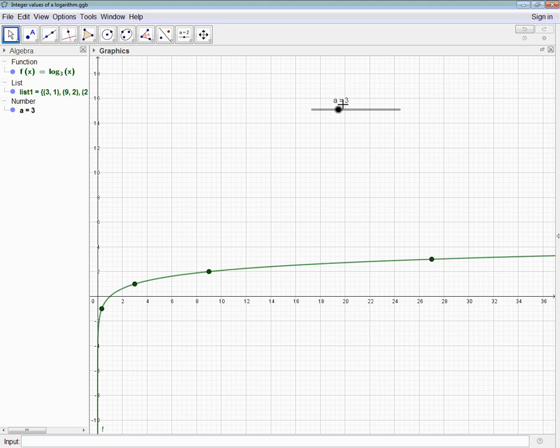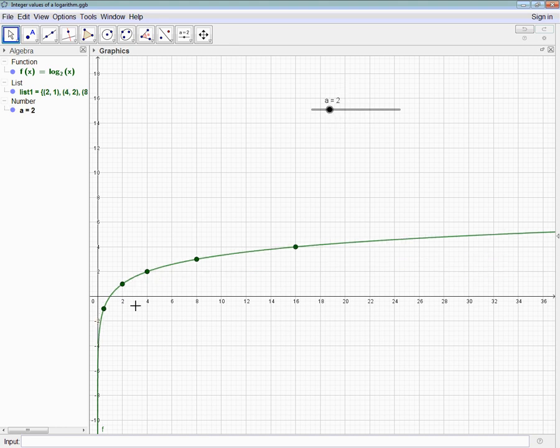And if I change my base, say to something a little smaller, there you can see it. Log base 2 of 2 is 1. Log base 2 of 4 is 2. Log base 2 of 8 is 3. Log base 2 of 16 is 4. Now, what that allows you to do is basically fudge your graph.